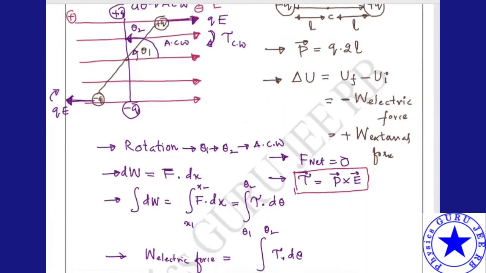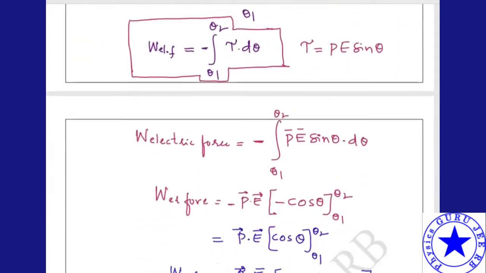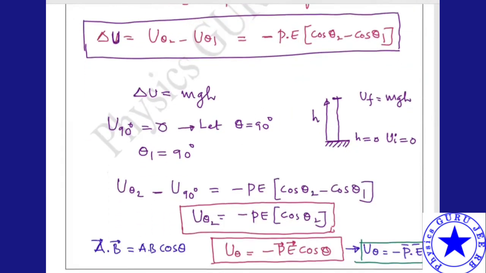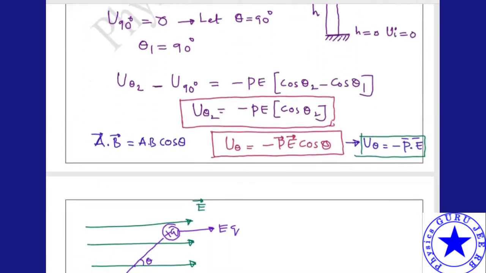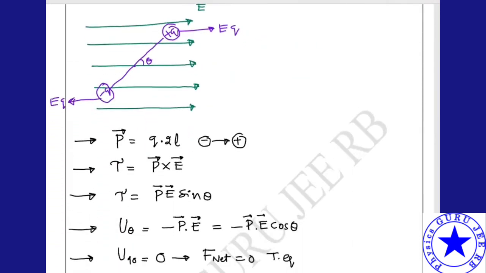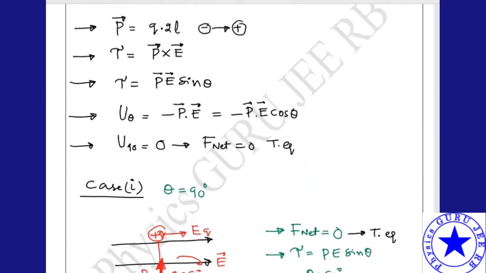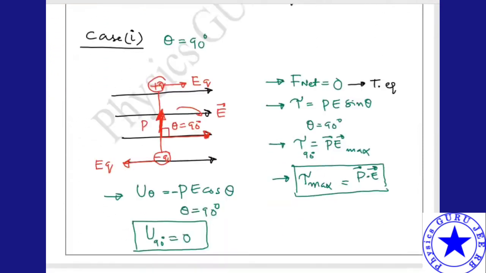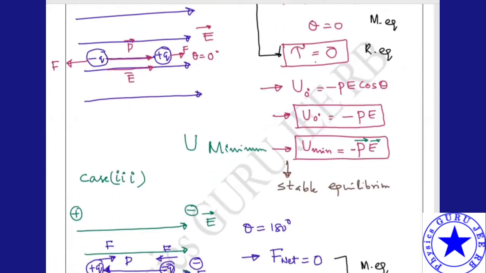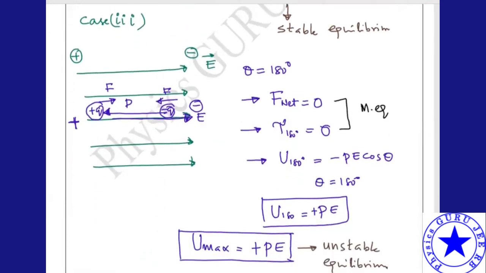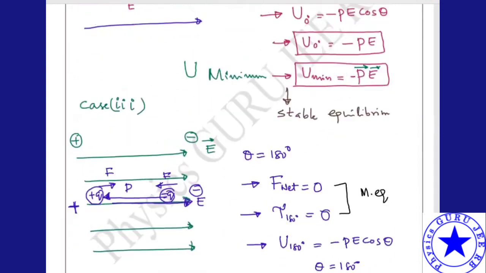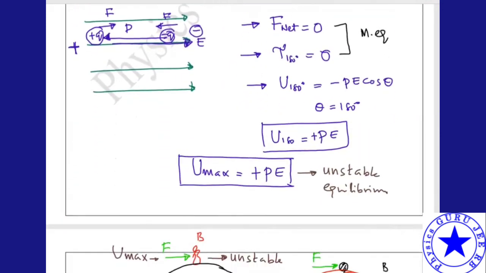Next we got the work done by the electric force: minus PE into cos theta 2 minus cos theta 1, and we take the reference angle as 90 degrees, at which the potential energy is 0. Then we discussed a dipole placed in a uniform electric field in three different cases: when theta is 90 degrees, when theta is 0 and the potential energy is minimum, and when theta is 180 degrees and the potential energy is maximum, why it is called unstable equilibrium, and when potential energy is minimum, why we call it stable equilibrium.